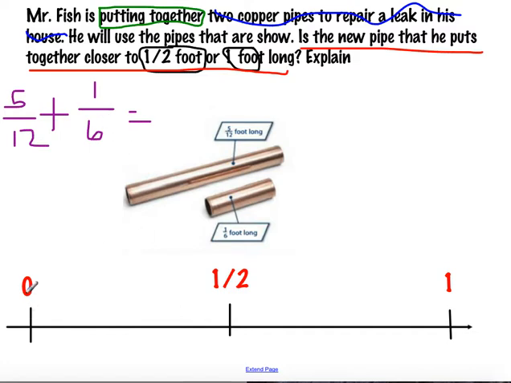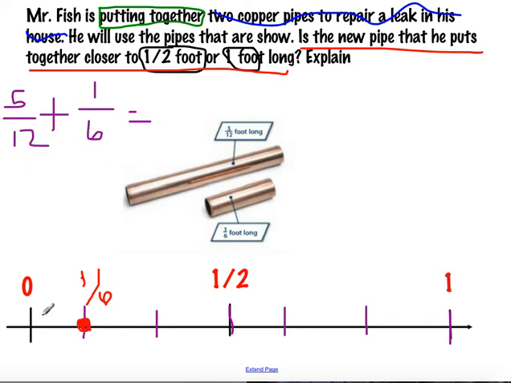So for example, from 0 to 1, if I broke that up into 6 parts, here's maybe about 1, 2, 3, 4, 5, 6. So if I broke that up into 6 parts, I know that 1/6 would go right here. This is where I would plot 1/6 because it's 1 out of 6 parts. 1/6. Okay?